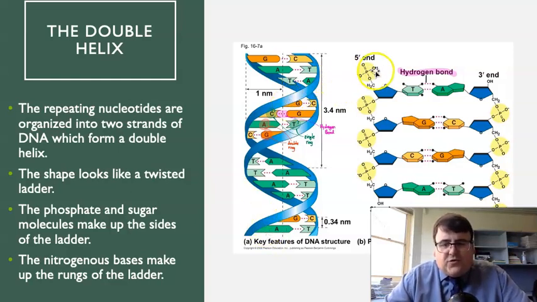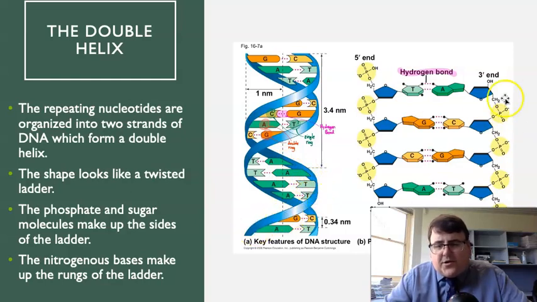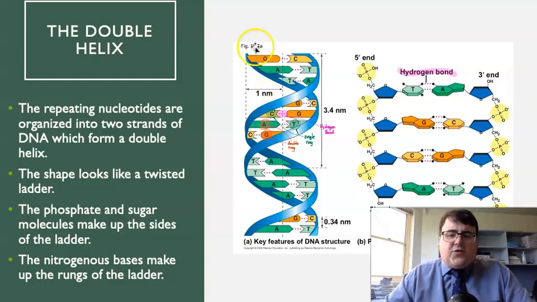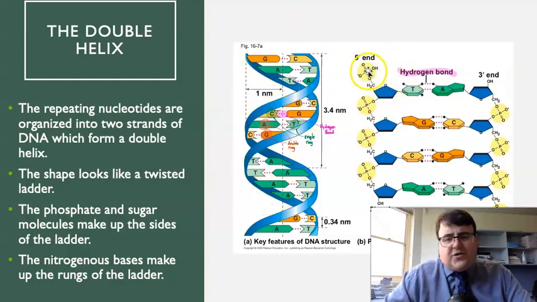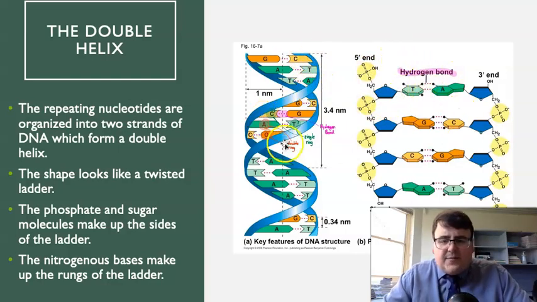Basically, your phosphate and your sugar, the blue and the yellow here, make up what's known as the sides of the ladder. So this blue line here is the phosphate and sugar groups of the DNA molecule. Whereas the nitrogenous bases, these parts in the middle, make up the rungs of the ladder, the steps of the ladder. So when we look at the actual molecule of DNA, it really looks like a twisted ladder. Phosphate and sugar make up the sides of the ladder. Nitrogenous bases make up the steps or the rungs of the ladder.